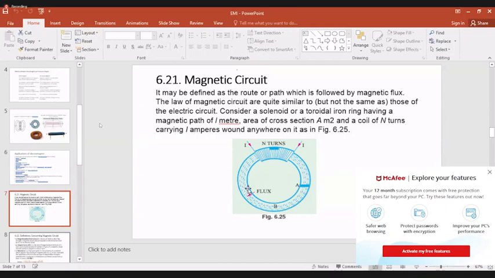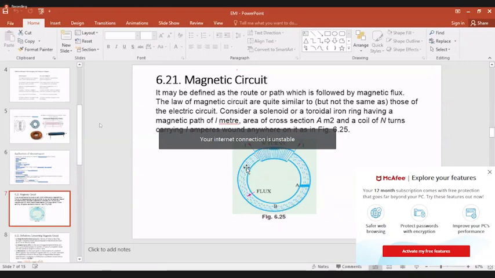A magnetic circuit is a closed path followed by the magnetic flux. Look here, it is a toroid with number of turns N. Now when current is flowing in the coil, the field lines generate over here, and the magnetic field will be in a closed path. When magnetic field lines generate, they are always in a closed path, that's why this circuit is called a magnetic circuit.